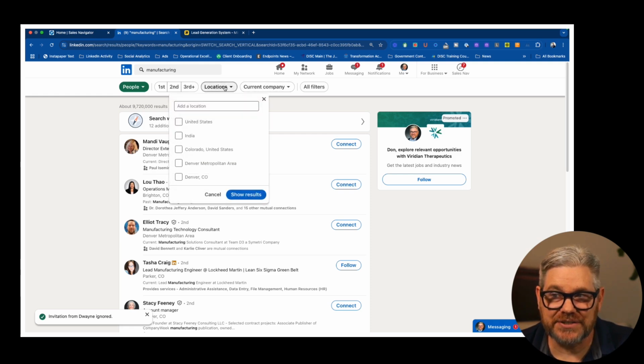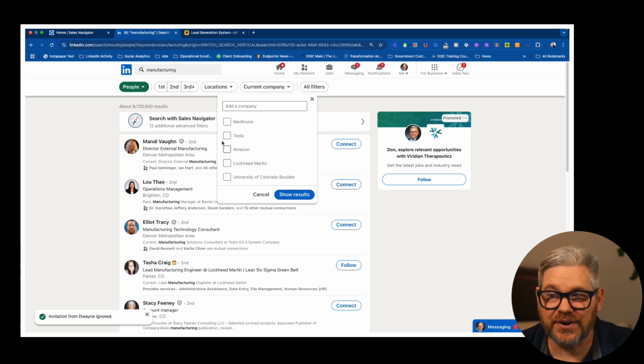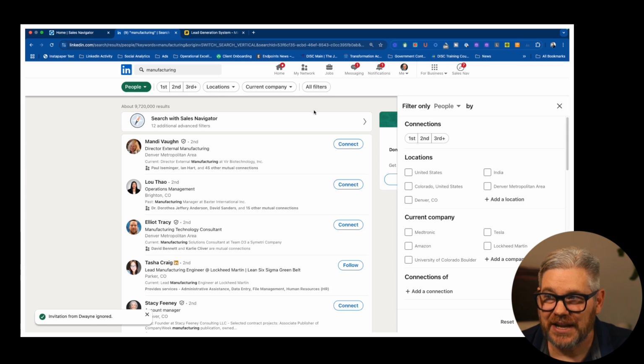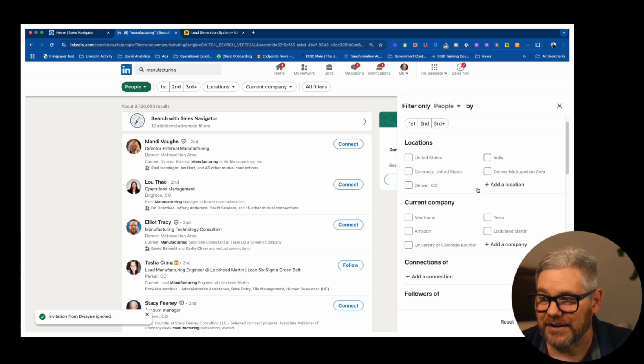In terms of locations, I could certainly filter in on the United States, or more specifically, I'm in Colorado. And so I could filter in on Colorado as well. I could filter in on their current company, the company that they currently work for. And if there's a common company between us, that might be another connecting factor for us. I also just clicked on the all filters button here in the right. And in here, you could see that there are a series of things that I can filter on.